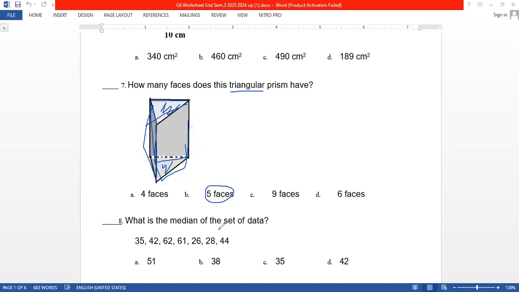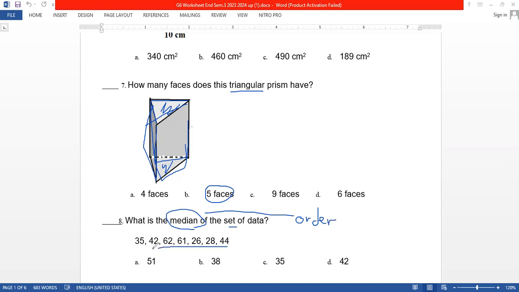Now, what is the median of the set of data? Of course, if you want to find the median, remember two words: order. You have to order the data. Then pick the middle number.